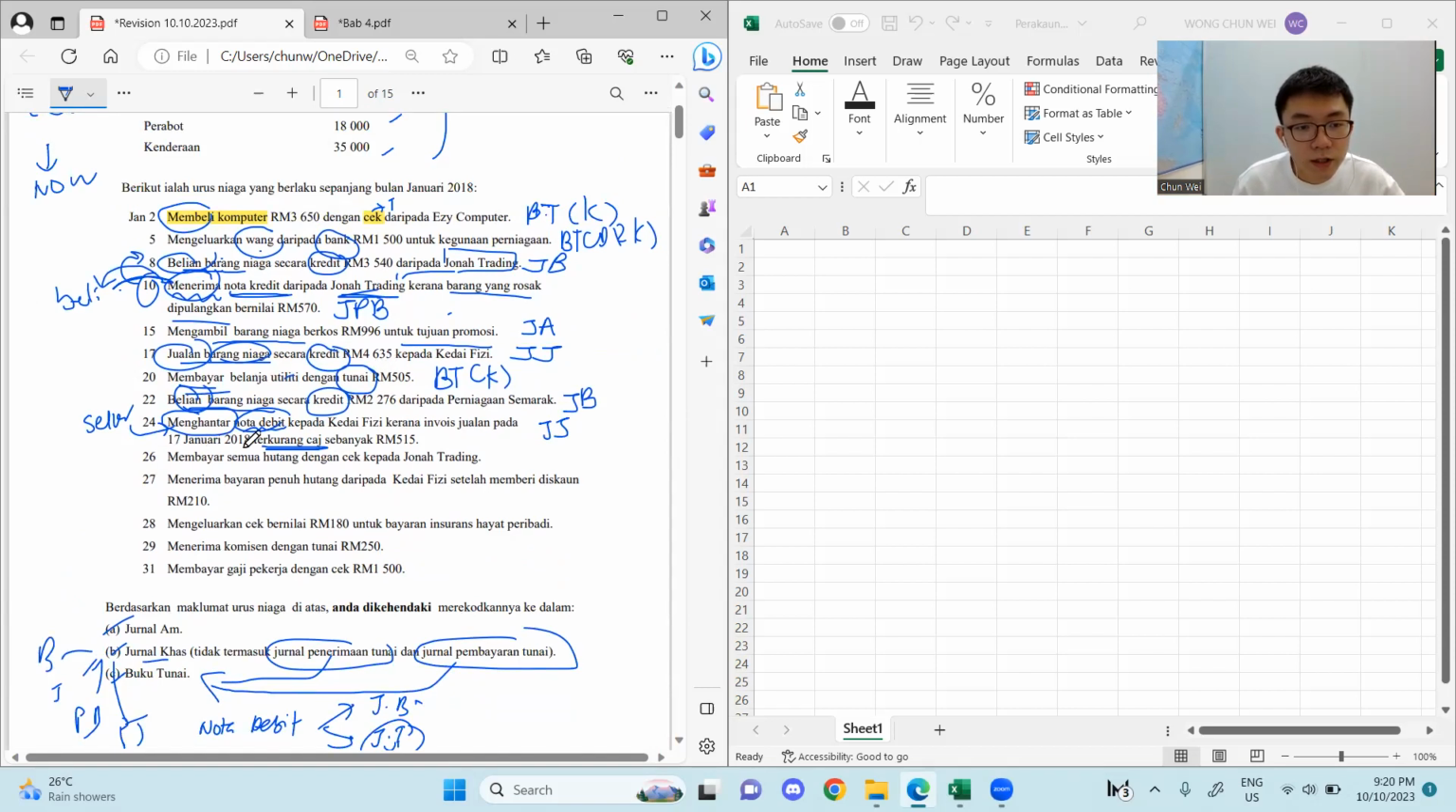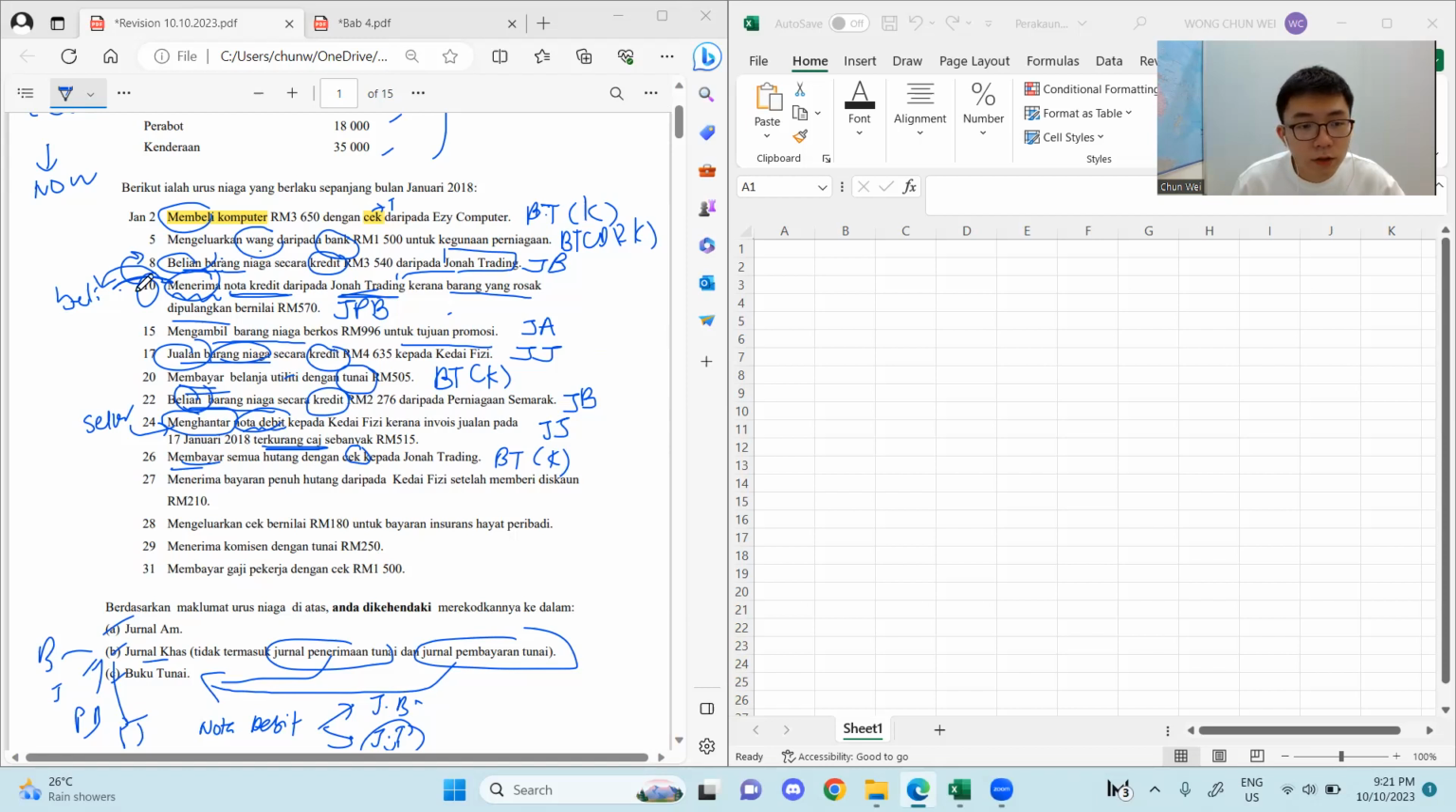Okay? 26, membayar semua hutang dengan cek. Cek is keyword for buku tunai. You bayar means money goes out. Out means credit. Okay, comes for 22. Isn't it supposed to be jurnal jualan because it is a belian from another business to us? So we jual something to a customer. Huh?